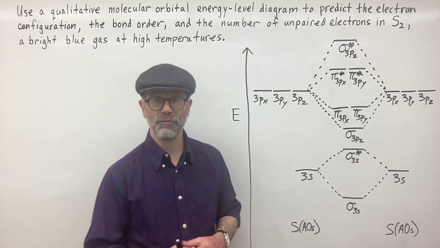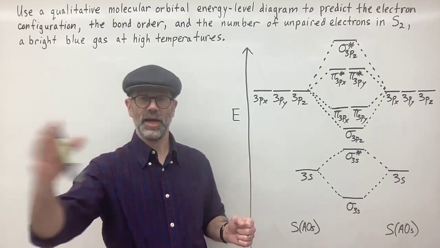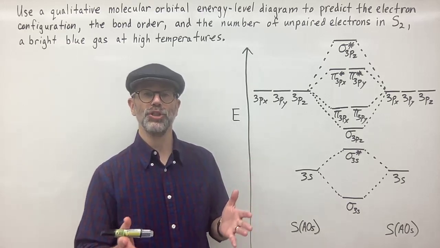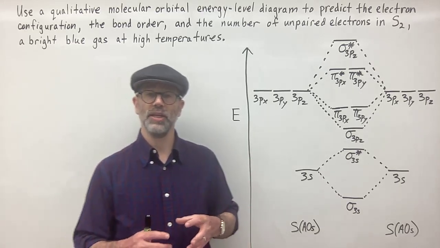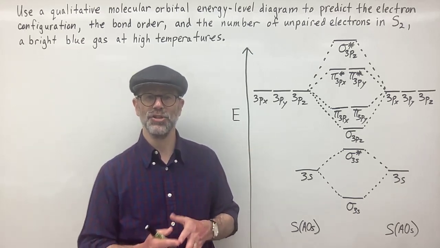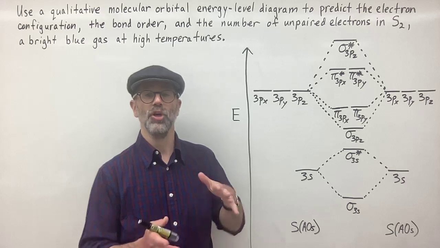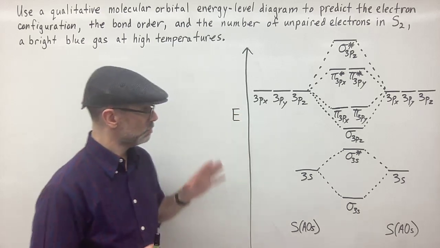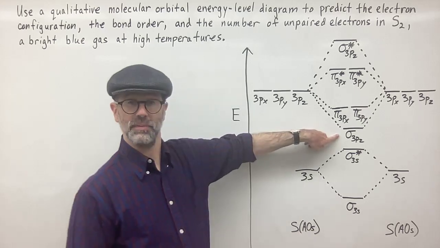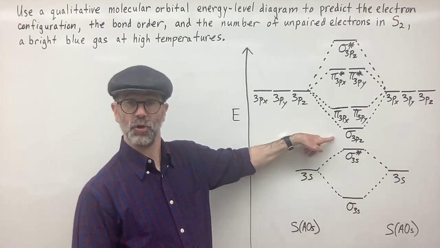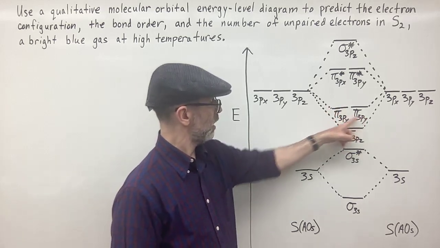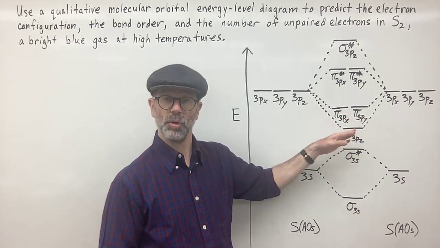If you remember from before, as you go across the periodic table from left to right, the effective nuclear charge is getting bigger, so the nucleus is becoming more positive. That's going to cause the difference in energy between the s and the p orbitals to grow. And so you're going to have this sigma pz molecular orbital end up lower than your pi py, px molecular orbitals.